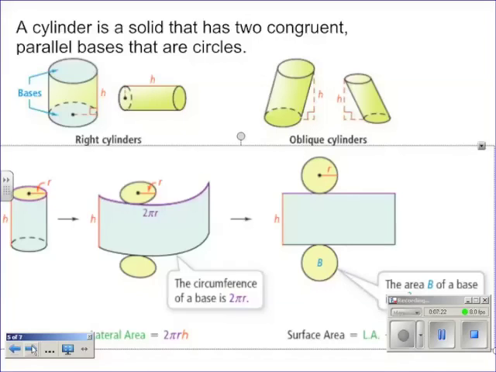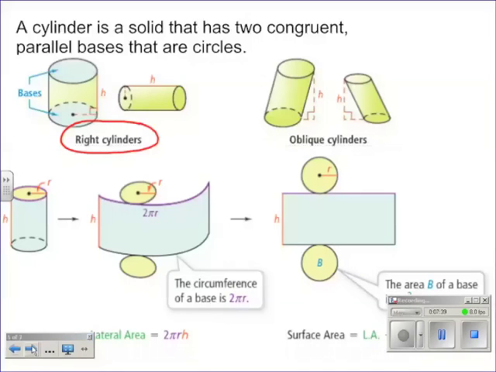Moving from prisms to cylinders, hopefully you'll see a connection there. A cylinder is sort of a special prism where the bases are circles, and again, they will be congruent and parallel to each other. We can have right cylinders, which are similar to right prisms. We can have oblique cylinders. Again, we sort of use that word slanted there. They both have heights. They both have parallel congruent bases.